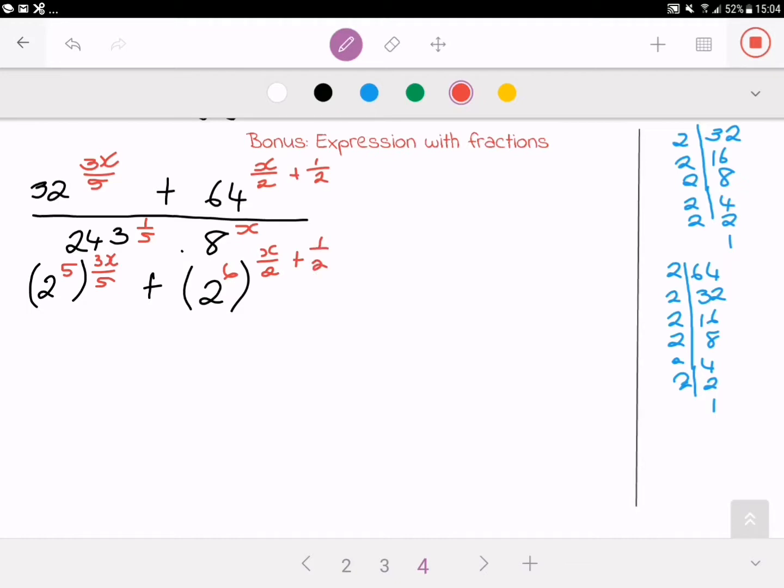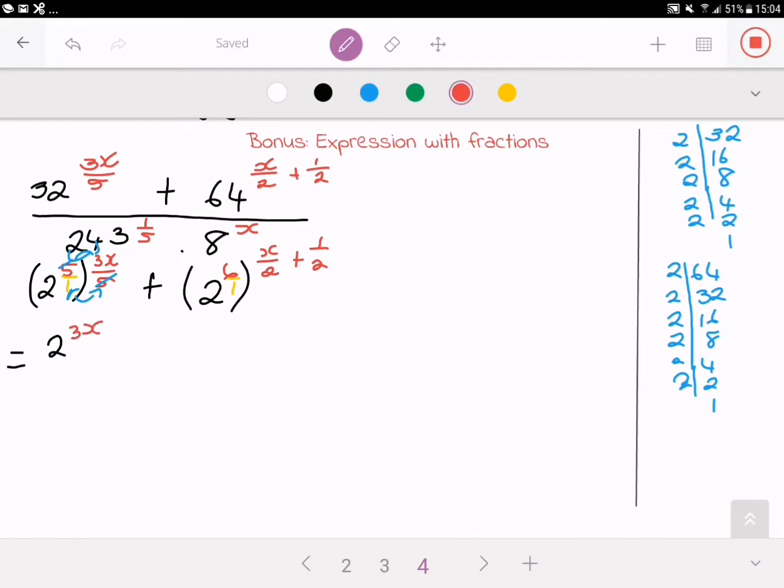So first, let's just calculate the top part. So now we're just going to multiply the exponents with each other. Just remember that the 5 is technically a whole number, so it's standing over 1. And then we just multiply fractions. So we multiply the tops with each other, and we multiply the bottoms. So it becomes 5 times 3x divided by 5. So the 5's cancel out.